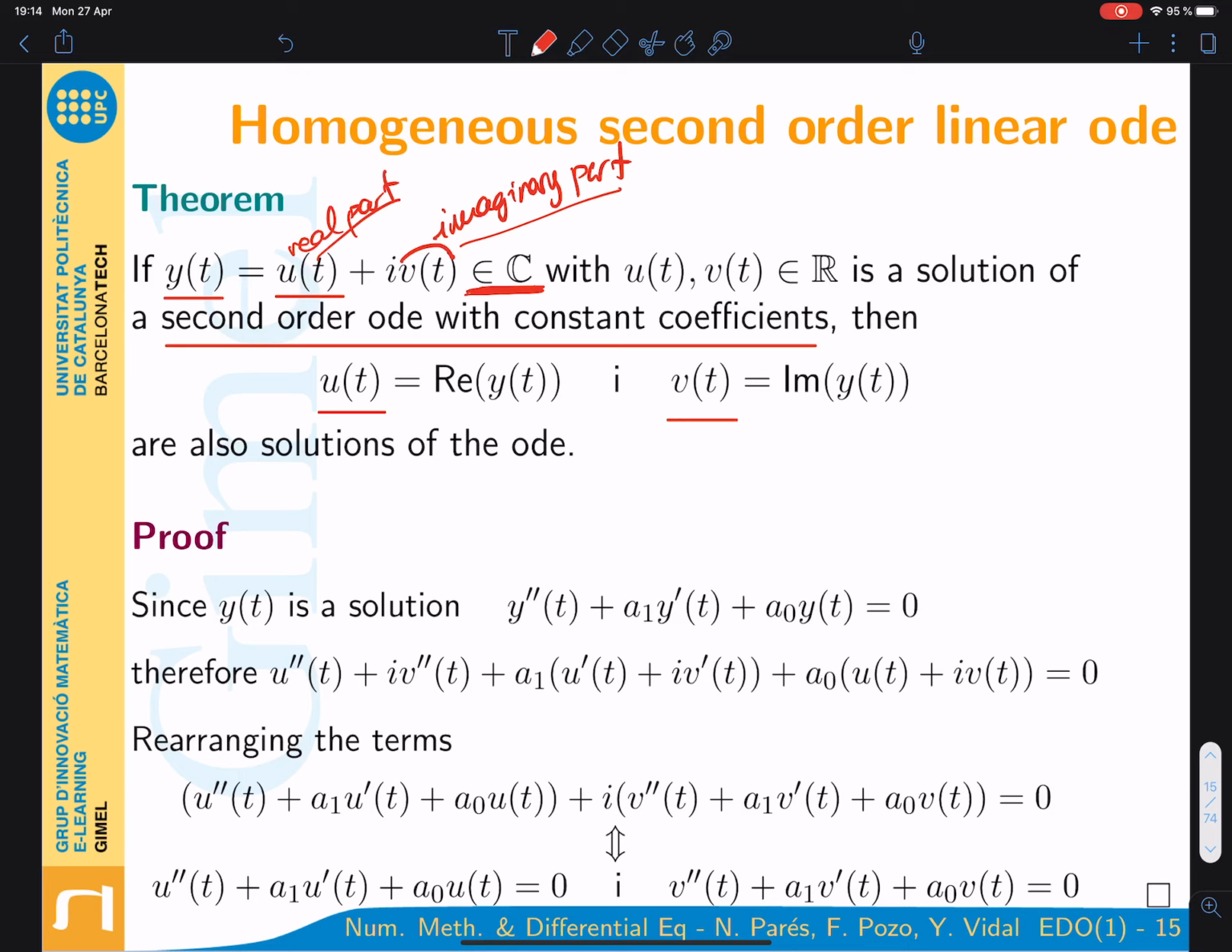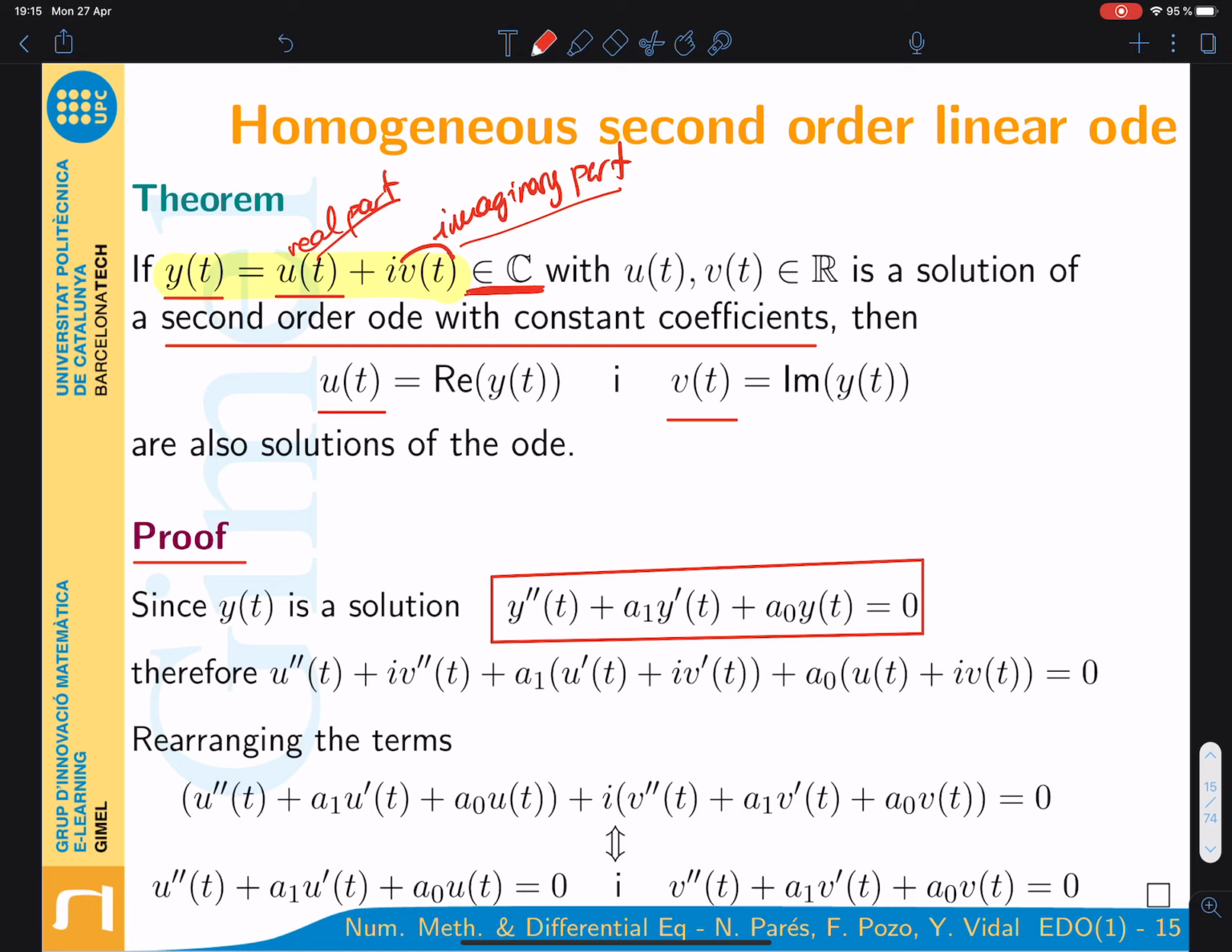You know, it's very difficult to solve an ODE, or it can be very difficult, but it is very simple to verify if a function is a solution. It's as simple as substituting into the ODE. That's what we are going to do to prove it. Now, I have my ODE, the ODE we are working with today, which is this one. And I want to prove that if this is a solution, then u and v are also solutions.